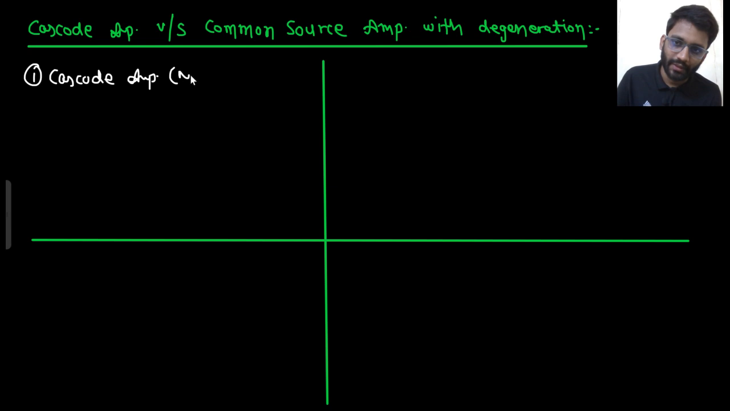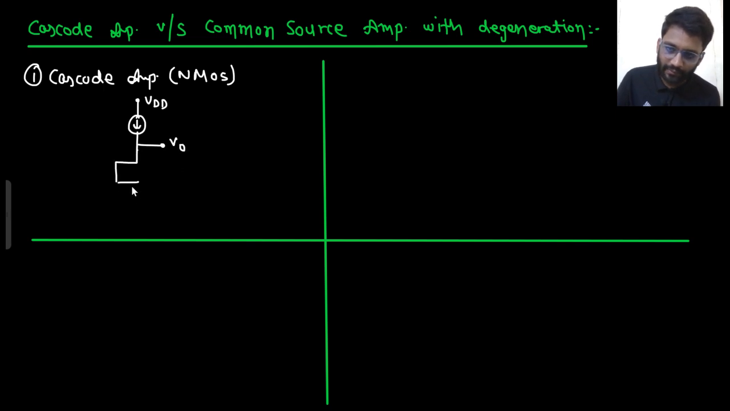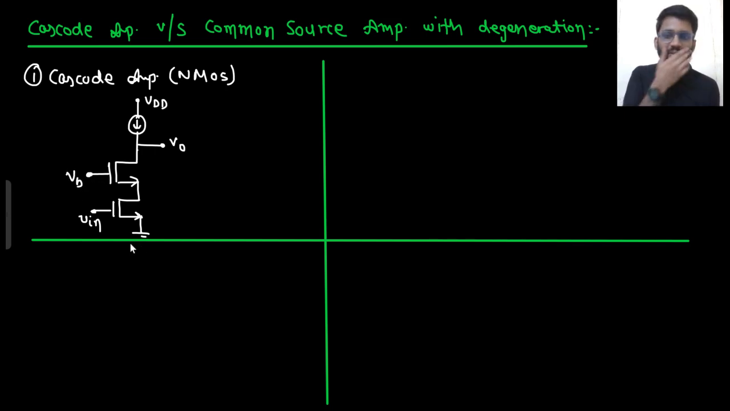Amplifier I will make using NMOS. Current source you can make using cascode, so I am not making current source here. This is VDD only. Here I am getting output. This is my cascode amp. And if it is cascode, where will I apply my input? Here I will apply my input. Right? This is VB.